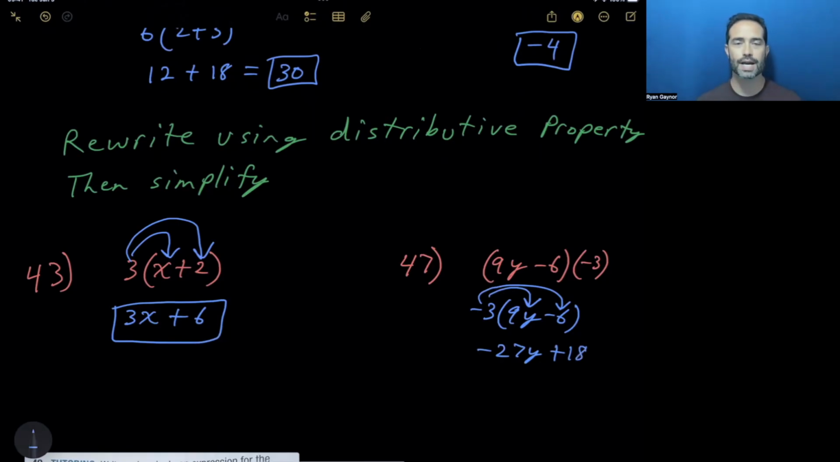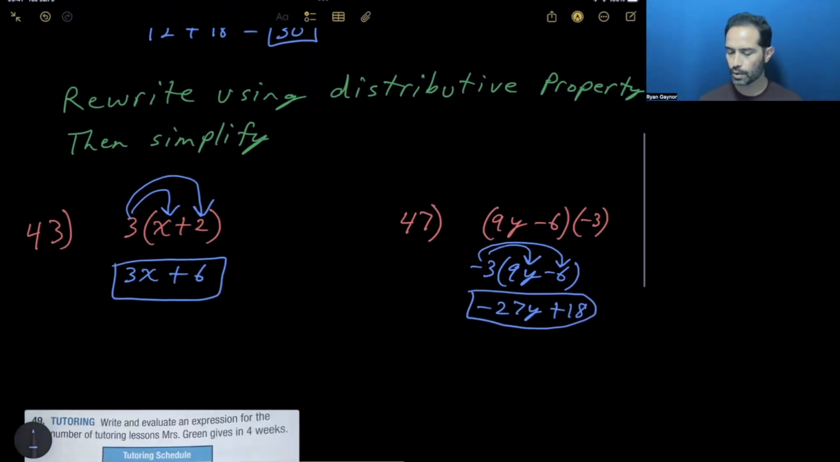Now again, we have a variable, right? -27y plus 18, just a number, so we cannot combine them because they're not like terms. So that is our final answer. It's an expression. An expression does not have an equal sign.